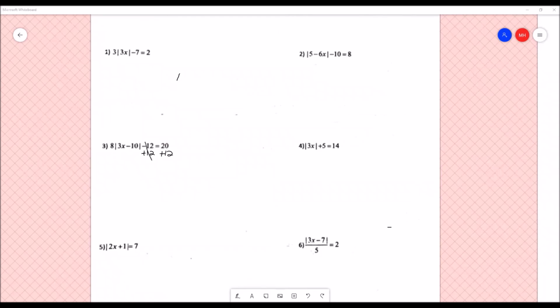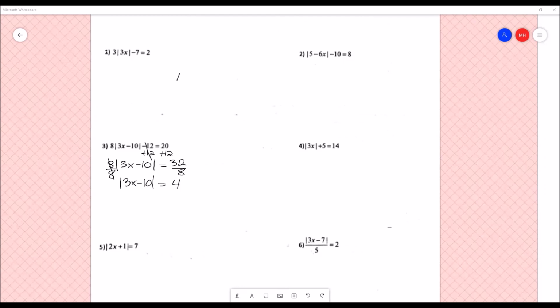Positive and negative 12 cancel out. I rewrite what I have left over, in this case, 8 times the absolute value of 3x minus 10. And now 20 plus 12 is going to give me a 32. Next up, I still have that 8 multiplied to the front, so I have to do the opposite. So I'm going to divide everything by positive 8. My 8's divide out, I'm left with the absolute value of 3x minus 10. And then 32 divided by 8 gives me a positive 4.